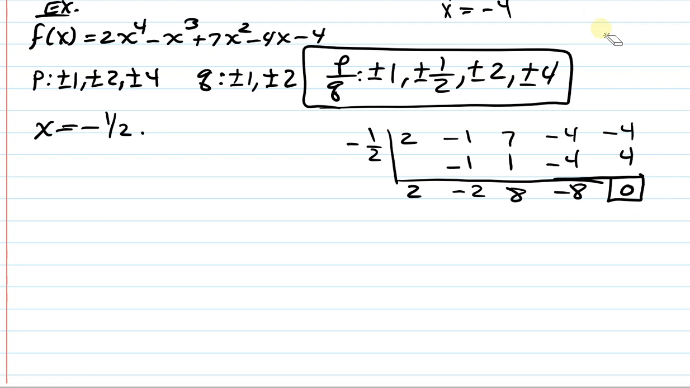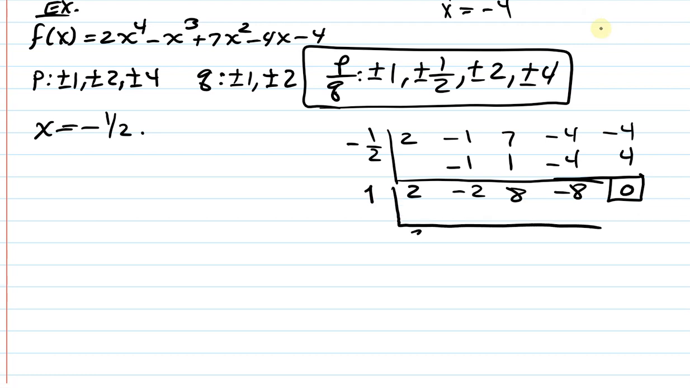And let's try 1, see if that works. Bring down the 2, 1 by 2 is 2, add 0. 1 times 0 is 0, add. 1 times 8 is 8, add. All the adds are in the columns they appear in. Okay, so there you go, another 0 remainder. That means 1 is a solution, and at this point I'm down to a quadratic, right?